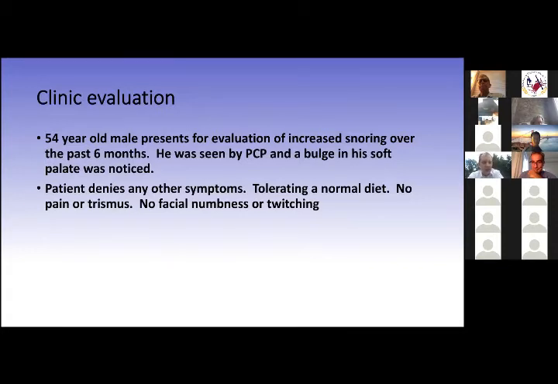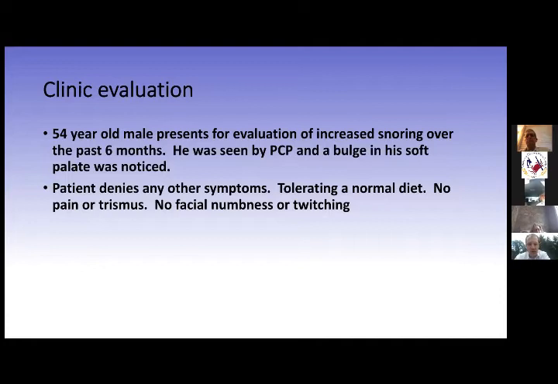So this is a 54-year-old who came to see me. He had a slow onset of noisy breathing, especially when lying supine at night, and snoring. He saw his primary doctor initially, and they were concerned for initially peritonsillar abscess, but from the standpoint of our evaluation, it didn't seem to make sense. The patient really denied any other symptoms. They were tolerating a normal diet, no pain, no trismus, no neurologic symptoms whatsoever.